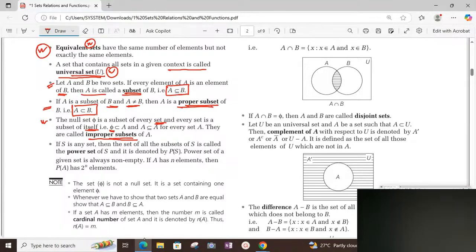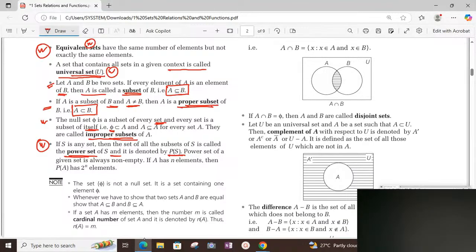I hope there is no problem understanding subset, proper subset, the mathematical notation of the proper subset, and improper subset. Let's see the power set. If S is any set, then the set of all the subsets of S is called the power set of S, and it is denoted by P(S), or we read this as the power set of S.